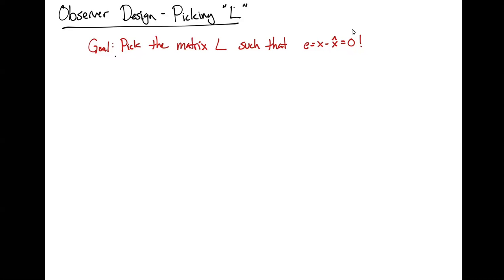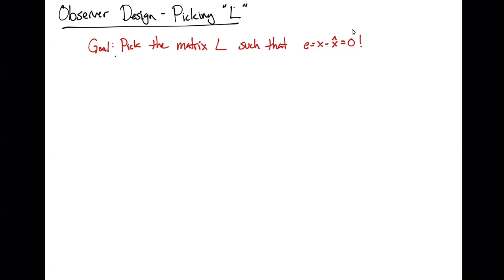Now I'm going to talk about observer design. So how to pick this gain L such that the error of the system goes to 0. And remember, the error E is the difference between X and X hat, where X hat is the state estimate of our system.